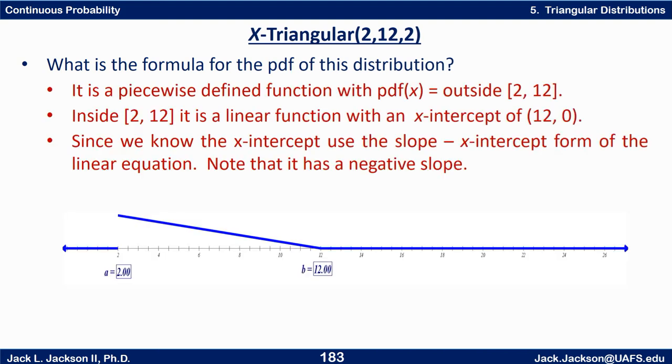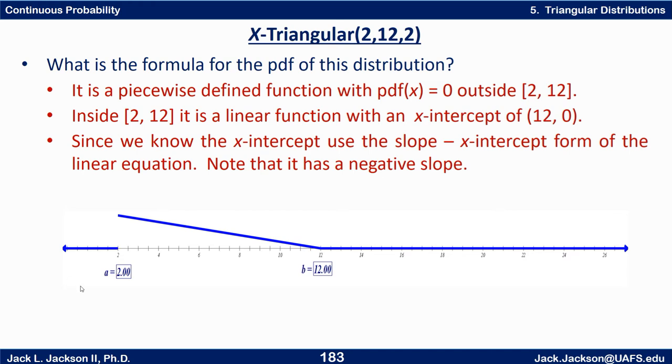Well, this is a piecewise defined function where the PDF is 0 outside of 2, 12. So it looks something like this graph. 0 to the left of 2. Out here, the unimportant part there. The other unimportant part is to the right of 12, where it's also 0. So it's on the x-axis, both those places. And inside, between 2 and 12, it's a linear function. And the mode is at 2 this time, which means the highest point is on the left side, which means it's a decreasing linear. So it's a negative slope linear equation.